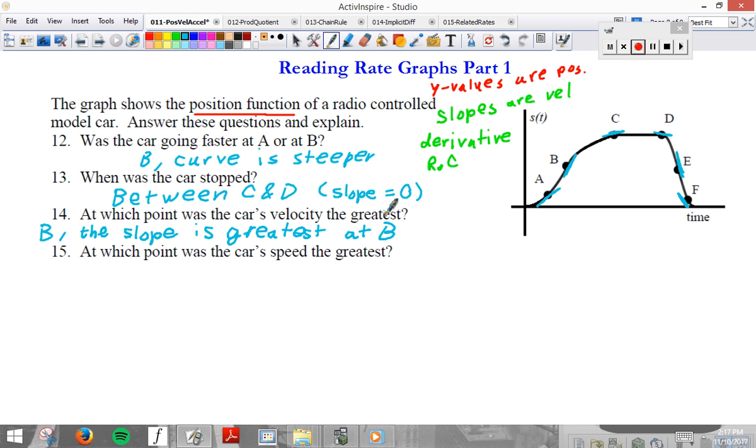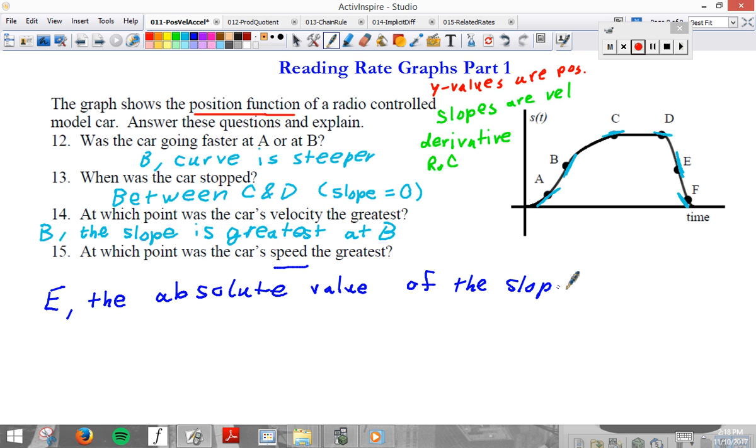It's not the steepest if we ignore whether we're going up or down. This slope is the biggest positive slope we see. And positive will always beat negative if we're just considering who's biggest. But when we're talking about speed, the answer has to be E. The absolute value of the slope is steepest. If we ignore the sign being negative, if we took the absolute value, we would agree that this slope is steeper than that slope.